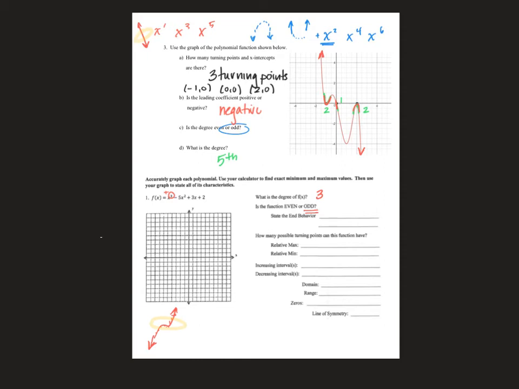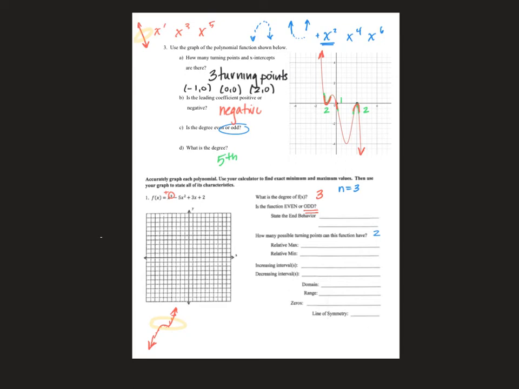How many possible turning points? Well, that's interesting. We talked about on the slide previously that there is always going to be n minus 1 turning points. So in this case, n was 3. So n minus 1 means that there's possibly going to be 2 turning points. We're going to keep that in mind when we graph it. All right, well, let's get started.